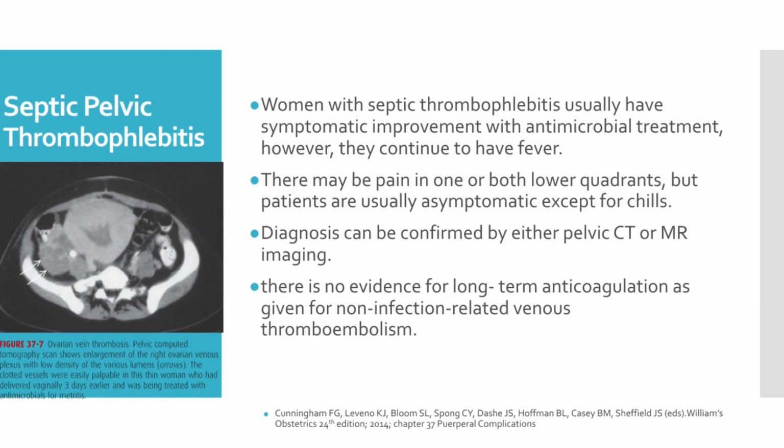Women with septic thrombophlebitis usually have symptomatic improvement after antimicrobial treatment. However, they continue to have fever. There may be pain in one or both lower quadrants, but patients are usually asymptomatic except for chills. Diagnosis can be confirmed by either CT scan or MRI. There is no evidence for long-term anticoagulation as treatment for this condition.